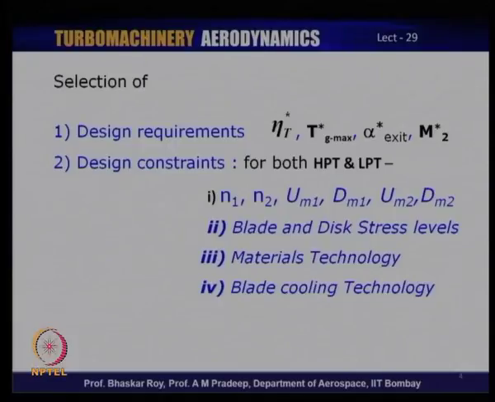You have constraints on the turbine rotating speeds, RPMs N1 and N2. Then that gives rise to the blade speeds, U mean 1 and diameter mean of the HPT, and then U mean 2 and diameter mean of the LPT. 2 represents here LPT, 1 represents here HPT. So, N1 of course is HPT and N2 is LPT. So, the N, U and D values need to be decided upon based on the constraints.